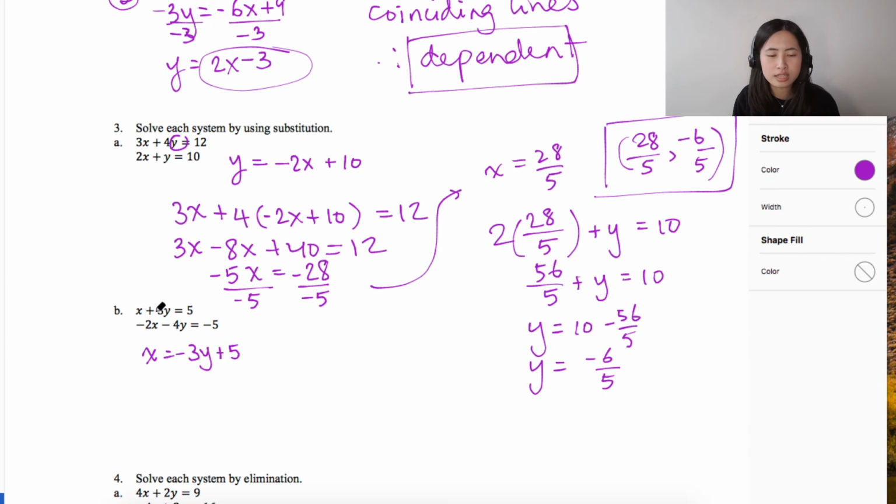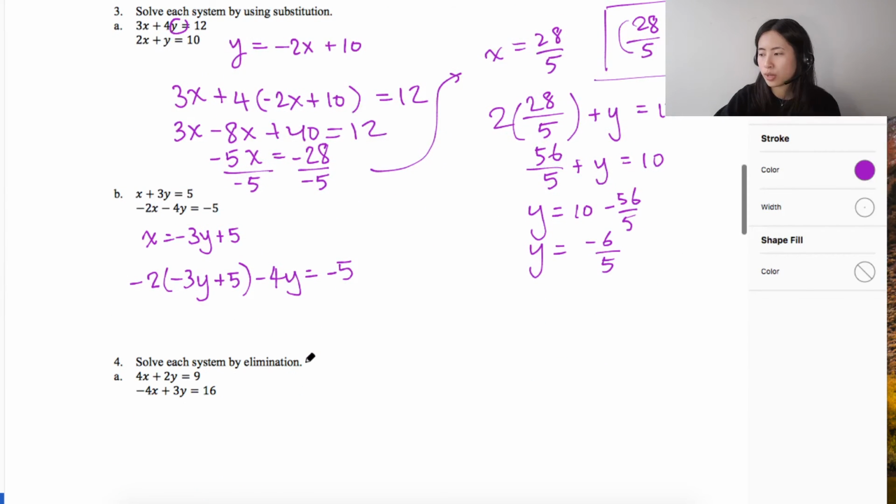So again, once you've figured out which equation you would like to use for substitution, you use the other equation to solve for the variable. Now I'm using the second equation because I've used the first equation for substitution. In the second equation, anytime I see an x, I put negative 3y plus 5. So negative 2 times (negative 3y plus 5), minus 4y, equals negative 5. We want to reduce the number of variables, so it's only y that we're dealing with and solving for.